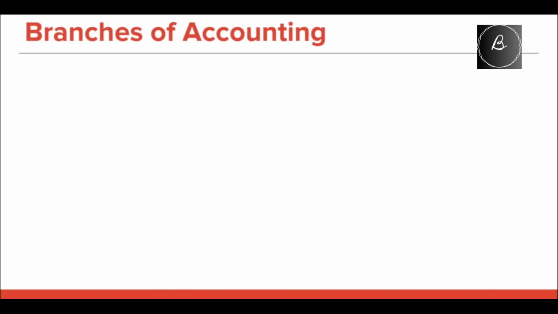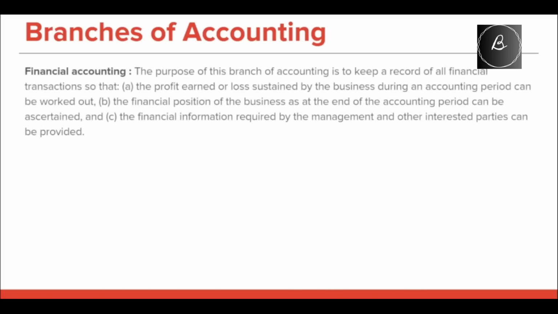Coming to the branches of accounting, we have 3 main. Starting with financial accounting, the purpose of this branch of accounting is to keep record of all the financial transactions so that 1. The profit earned or the loss sustained by the business during an accounting period can be worked out. 2. The financial position of the business as at the end of the accounting period can be ascertained. And 3. The financial information required by the management and other interested parties can be provided.